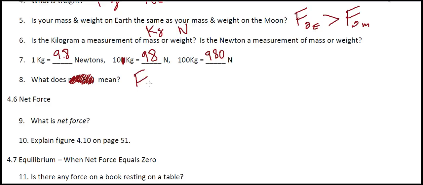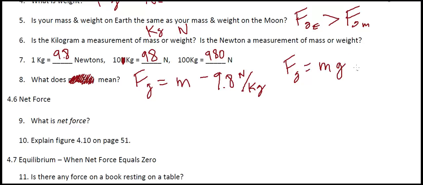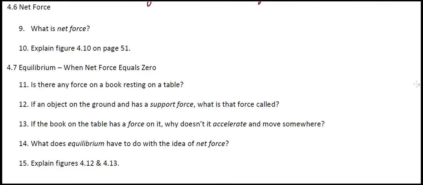The force of gravity on Earth is equal to our mass times a negative 9.8 newtons per kilogram, and that is Fg equals mg, and that g right there is the 9.8 on Earth. Net force. Net force is the total of all forces. Sometimes you see it written like this, net force, or you can also say the sum of all forces.